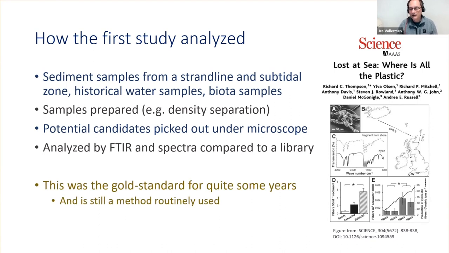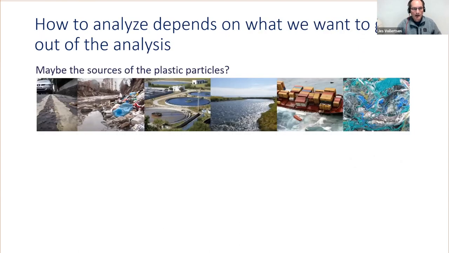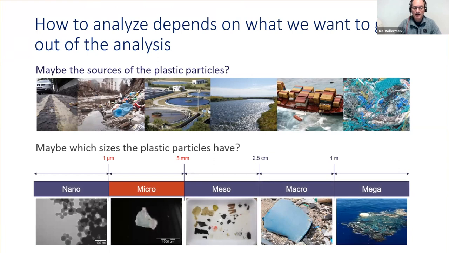It is still a method that many people use, meaning sorting through a sample, picking out the plastics and analyzing them. But how you analyze depends on what you want to get out of it, and different people want different things. Maybe you as a researcher want to understand where the plastic comes from, which means you would have to look at it in one way. Or maybe you are mainly interested in the size distribution, and which part of it: the big parts, the small parts, or maybe even the nanos? This means you have to analyze in completely different ways.